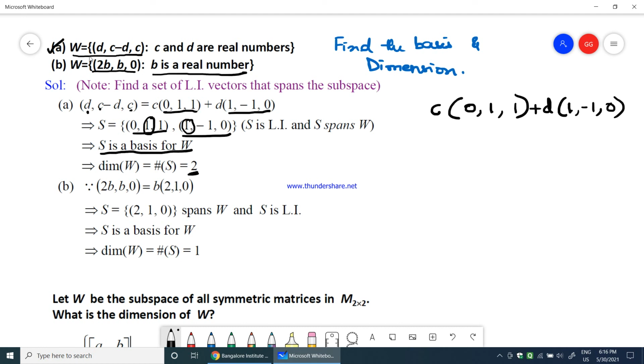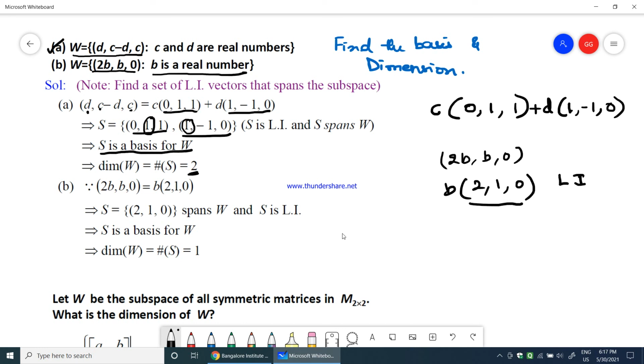Now coming to the second one, B. You have 2B comma B comma 0. How can I expand this? I can just say it is B into 2 comma 1 comma 0. That's it. I don't want any other vector here. I have only one vector, which is 2 comma 1 comma 0. Now again, this is also linearly independent because we don't have any other vector. We have only one vector which contains non-zero elements, right? Therefore it is linearly independent.